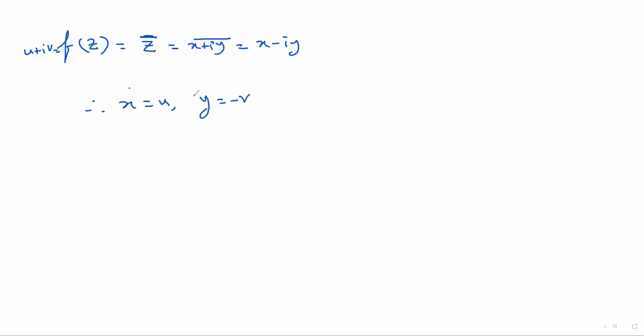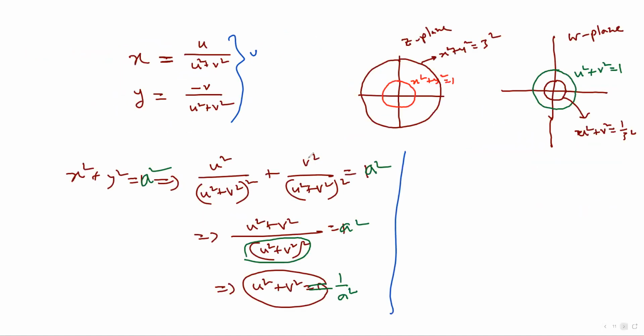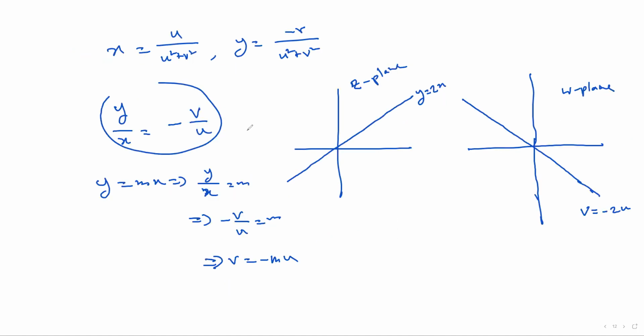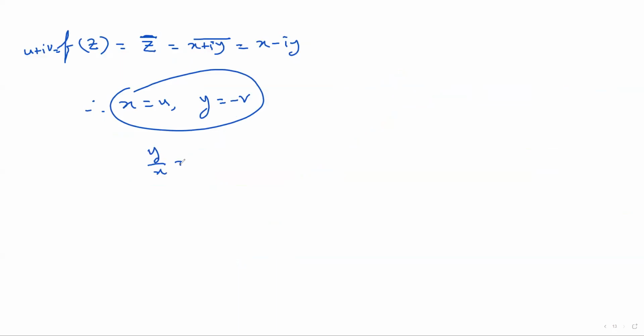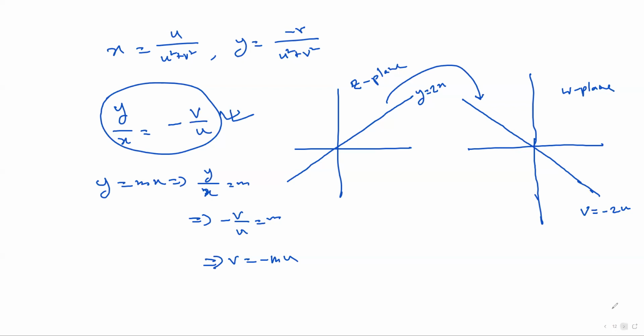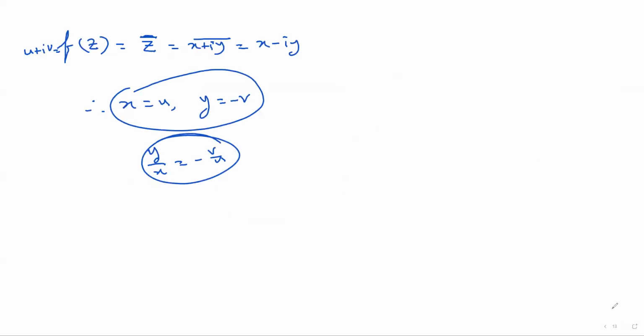So you should be able to understand that straight lines are going to be transformed in a similar manner as they did in this example, because this equation that actually helped us to transform straight lines to another straight line is going to look similar once you divide y by x is equal to minus v by u. So straight lines are going to be transformed in a similar manner, but what about circles?